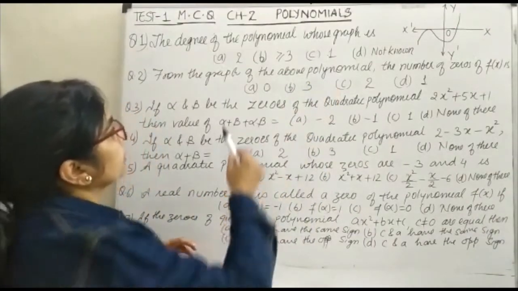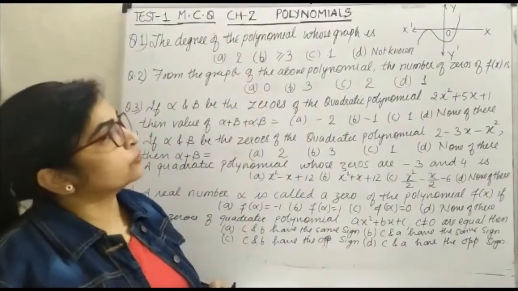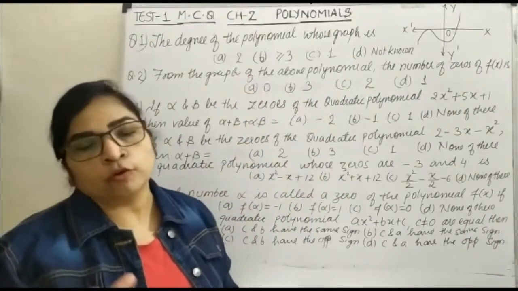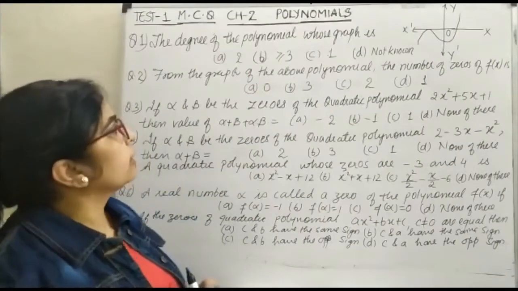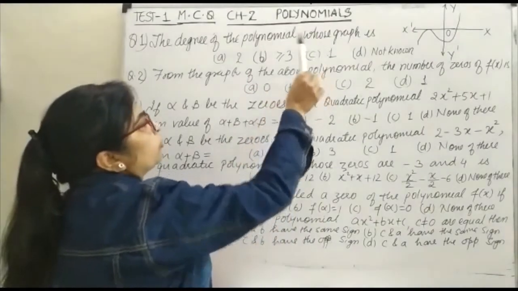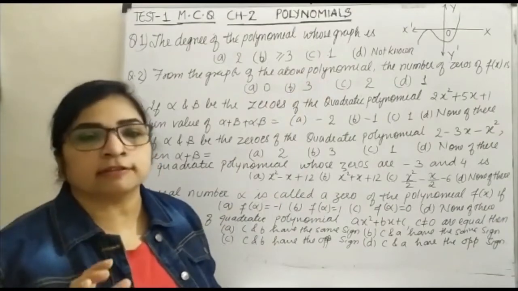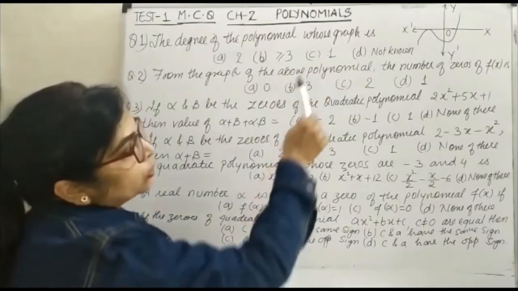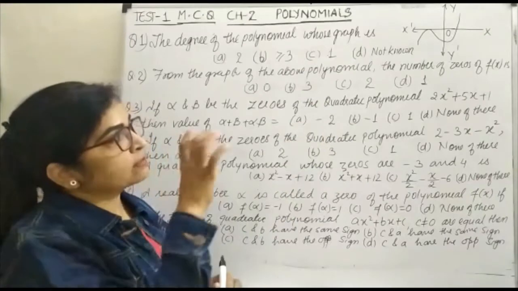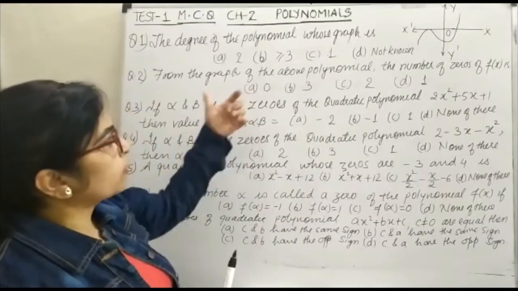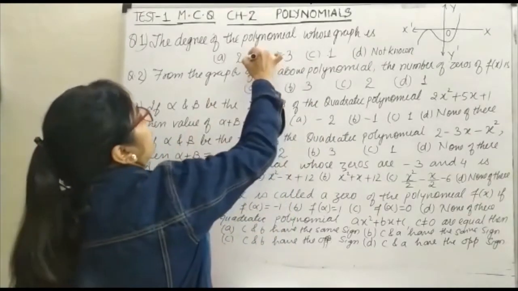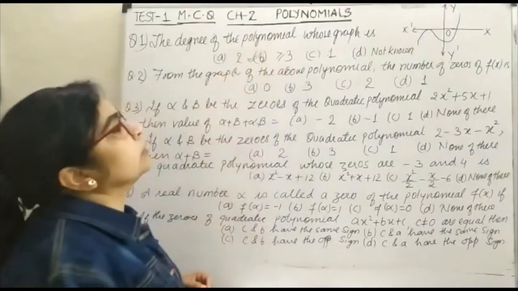You can see here it cannot be 2, because the graph intersects the x-axis at more than 2 points. Then it cannot be 1, because in case of 1 it will intersect the x-axis at one point only. Not known also it will not be, because the plot, the graph, is given and you also have the values. So the option is greater than or equal to 3.